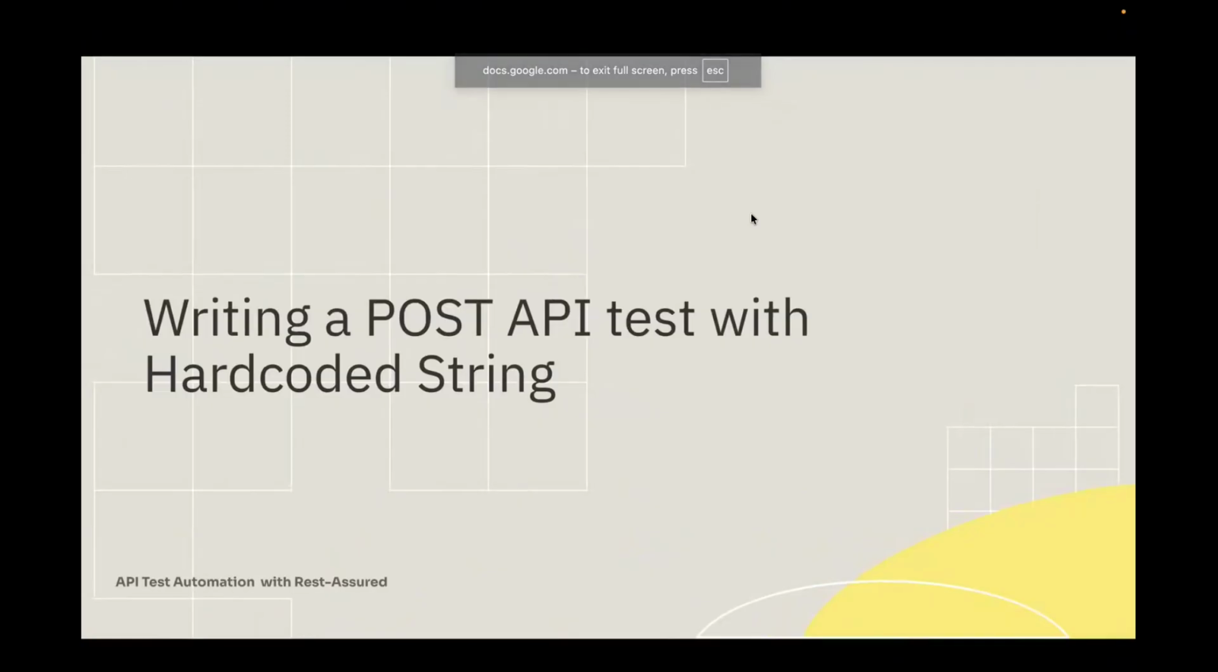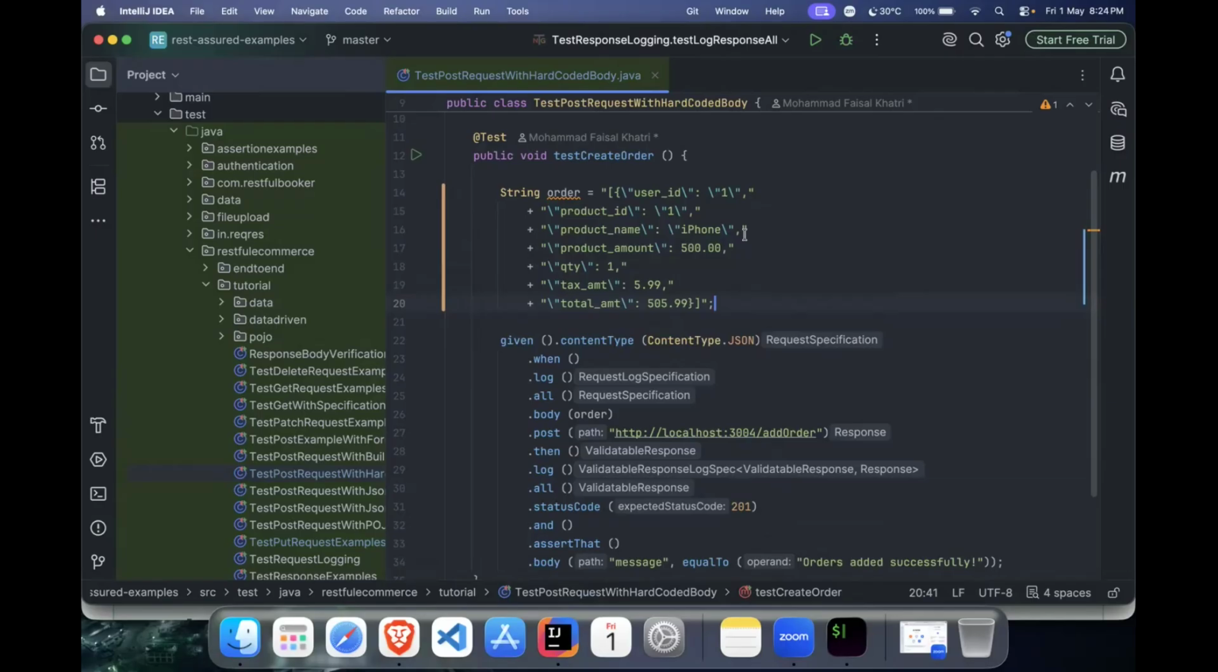Let's now move to the demonstration and discuss how to write a post API request with a hard-coded string as a request body. This is the simplest approach for testing a post API as it involves using hard-coded values in the string format for the request body. This approach should be used only for temporary scenarios and avoided in real-world projects.